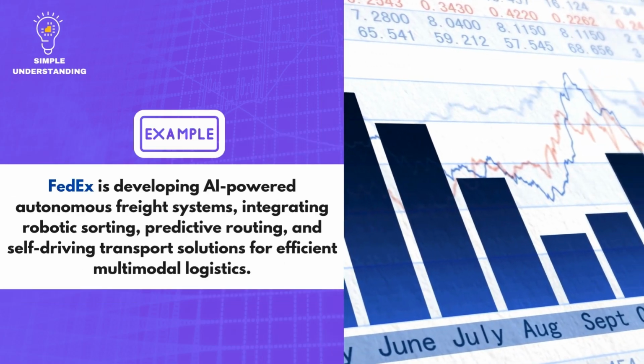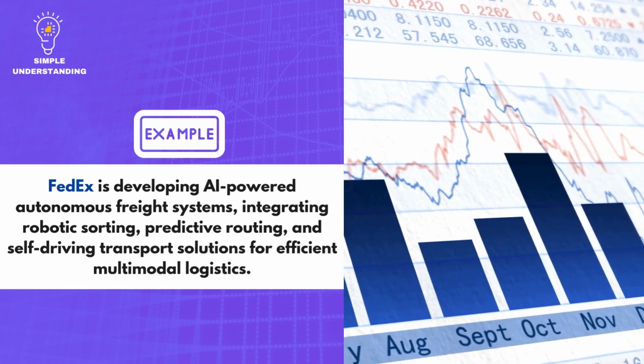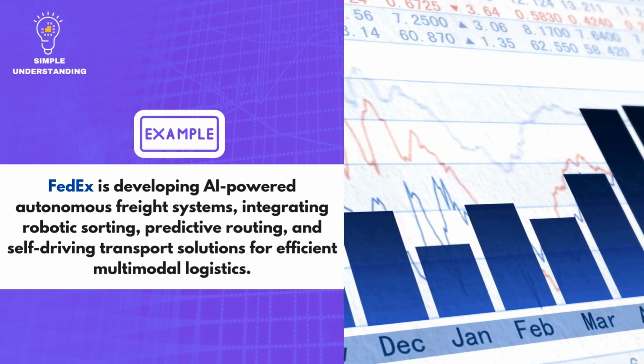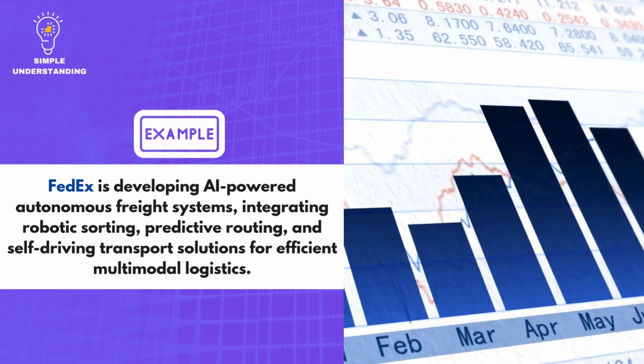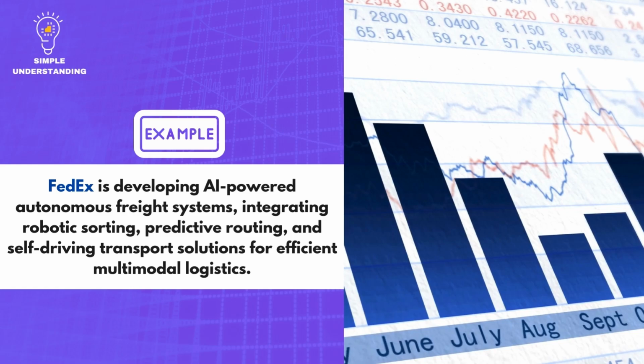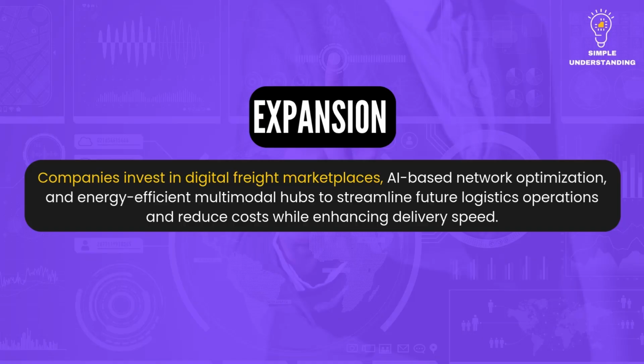Real company example. FedEx is developing AI-powered autonomous freight systems, integrating robotic sorting, predictive routing, and self-driving transport solutions for efficient multimodal logistics. Expansion. Companies invest in digital freight marketplaces, AI-based network optimization, and energy-efficient multimodal hubs to streamline future logistics operations and reduce costs while enhancing delivery speed.